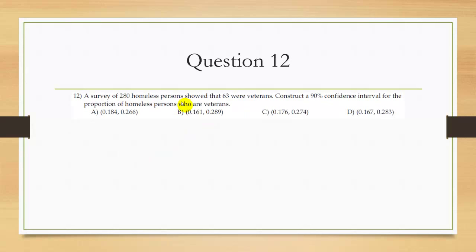For number 12, we're told that we have a survey of 280 homeless people, so that's N, and 63 were veterans. So that's our number of successes, I'm guessing. So let's construct a 90% confidence interval for the proportion of homeless people that are veterans. All right, so our formula for a confidence interval for proportions is down here.